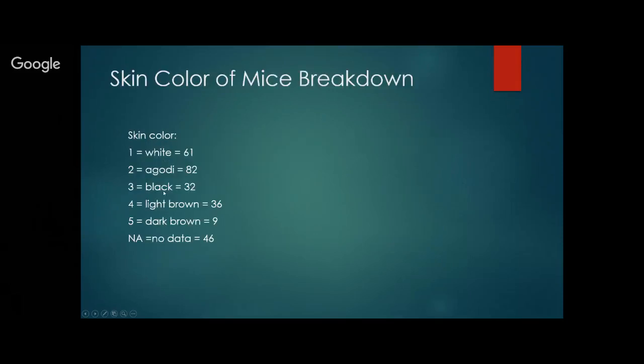And here's just a breakdown of the number of mice in each category. There was 61 for white, 82 for agate, 32 for black, 36 for light brown, 9 for dark brown, and 46 that did not actually have skin color data that were omitted in the analysis.